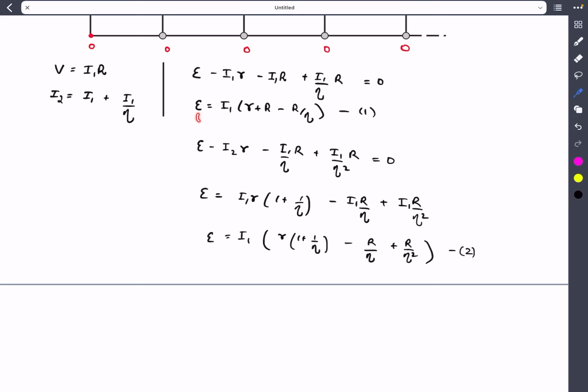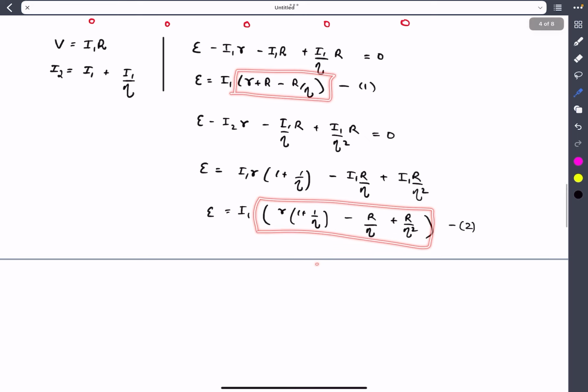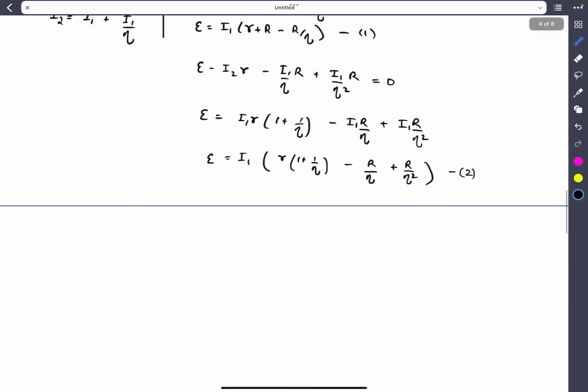Now if we look at equation 1 and equation 2, the factor multiplied is different for both of them, right? But the other quantities are the same. So it's quite obvious that this quantity has to be equal to this quantity for both of these equations to hold, right? So we can just directly equate these two terms.